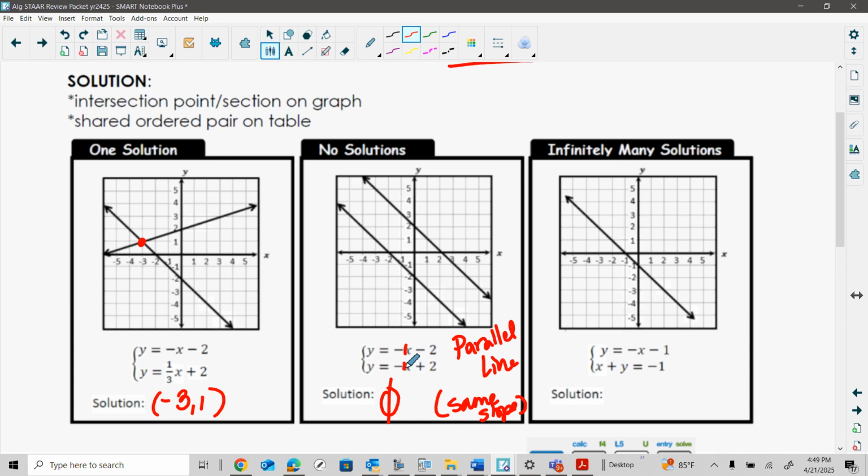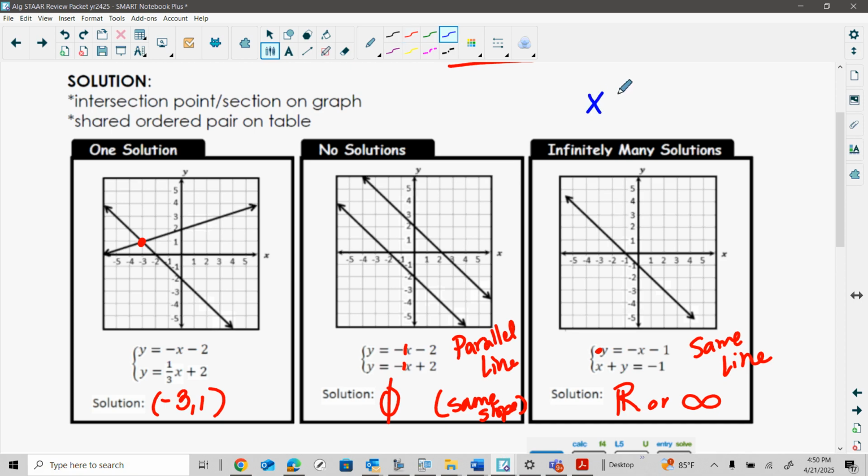That's why they're parallel. And then infinite many solutions is when we say all real numbers or the infinity sign. Basically, what should happen is we have the same line, which means we have the same equation. Now, I see the equation for this first one. The second one, I just need to solve it for y.